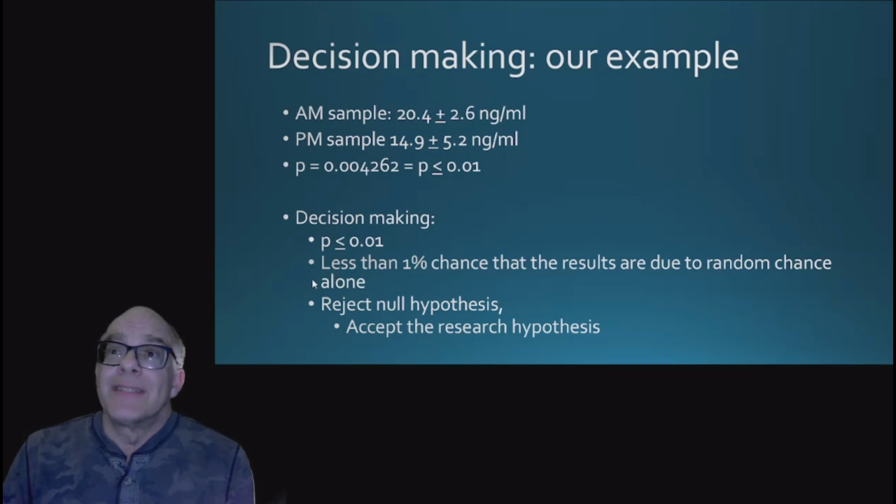That means that there is less than 1% of a chance that the results we're observing in this experiment are due to random chance alone if that null hypothesis is true. That means that we are going to reject our null hypothesis, and in the act of rejecting our null hypothesis, we are going to be accepting our research hypothesis.